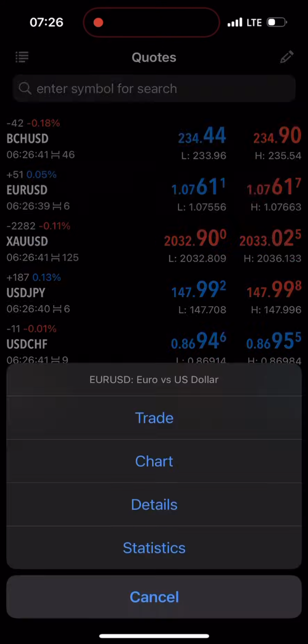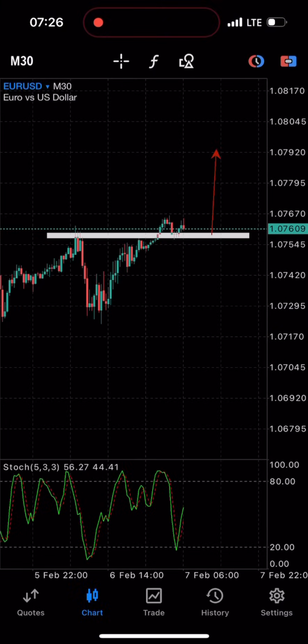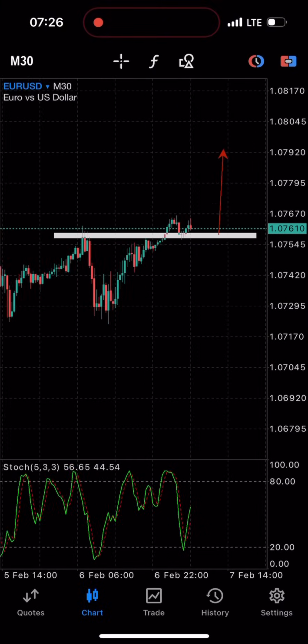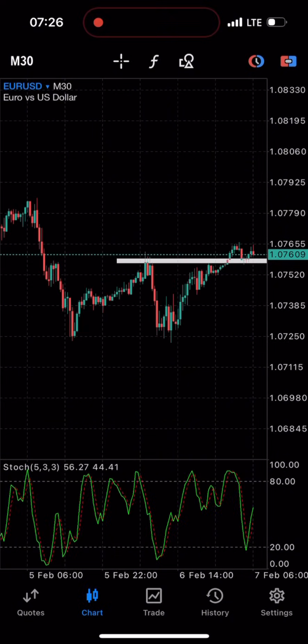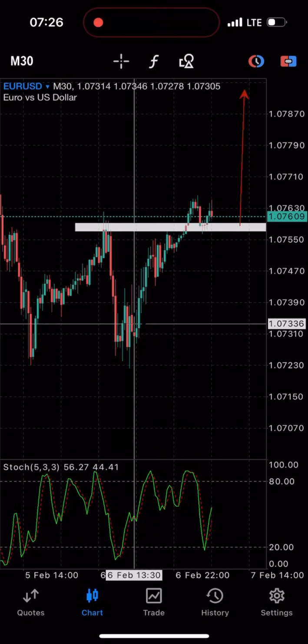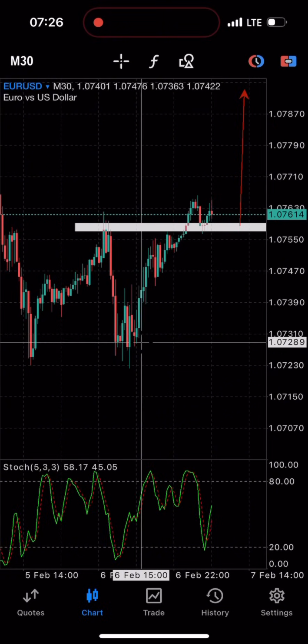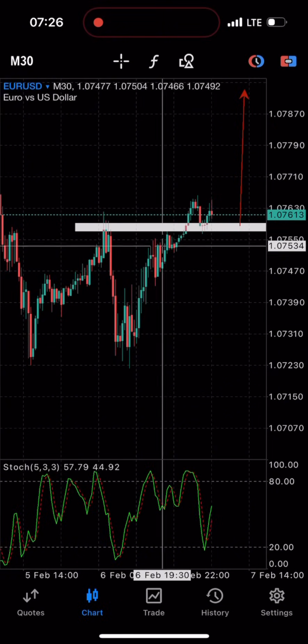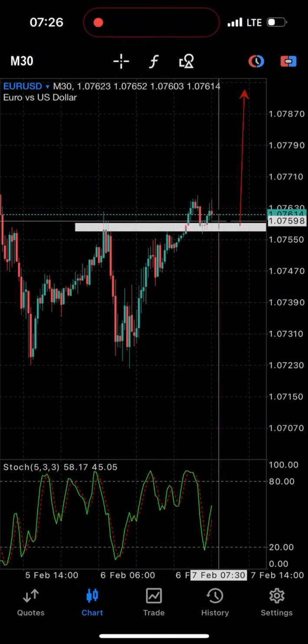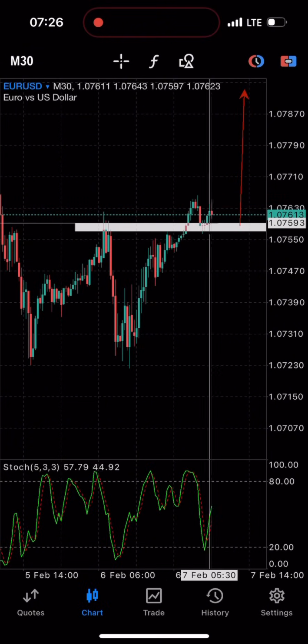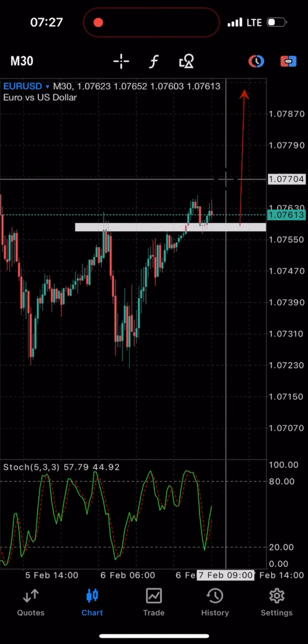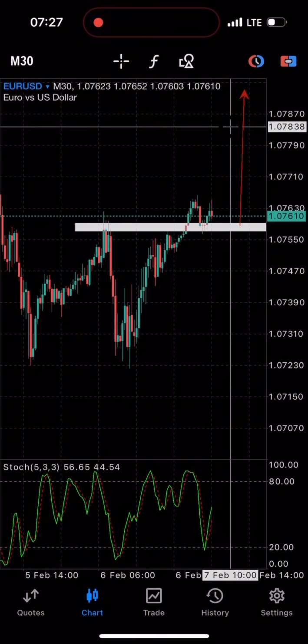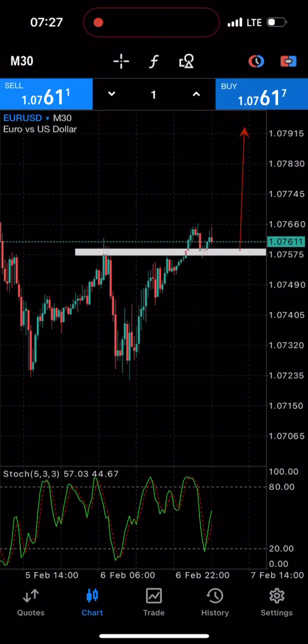So guys, I have a new setup here on Euro USD again. Here we can see a double bottom, and from there it started going up and then broke this previous high. It's here to retest again. So this is the best time for us to enter our buys if we missed the first buy setup.